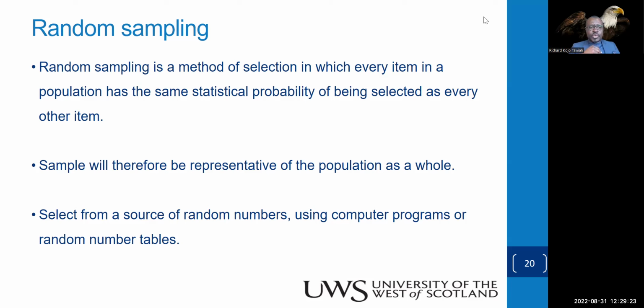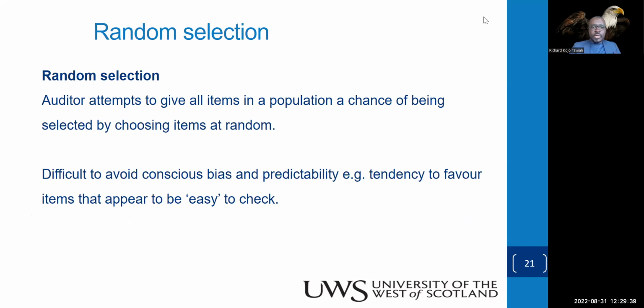So the sample is representative. The sample is selected from a number of random numbers. You could use a computer program. If there's software at the organization, the software will always work this out for you. Excel also has a function for random selection. So in terms of random selection, like I said, every item has a chance of being selected, no bias on the part of the auditor.